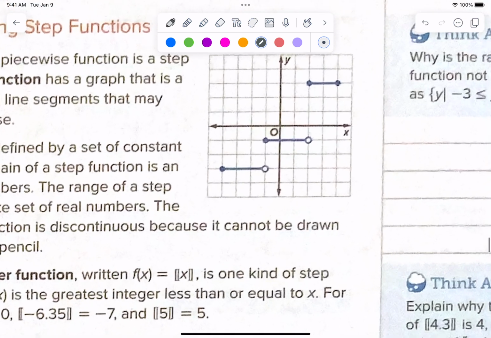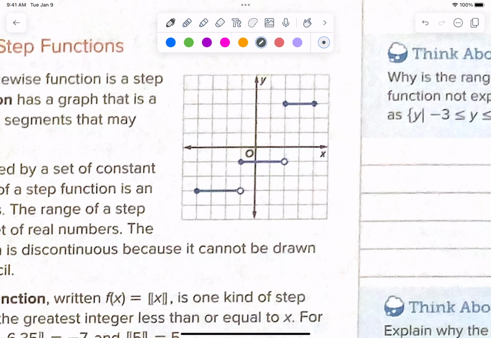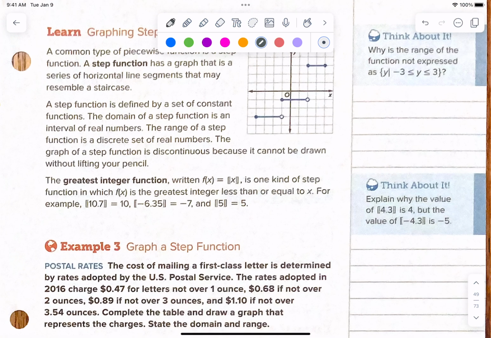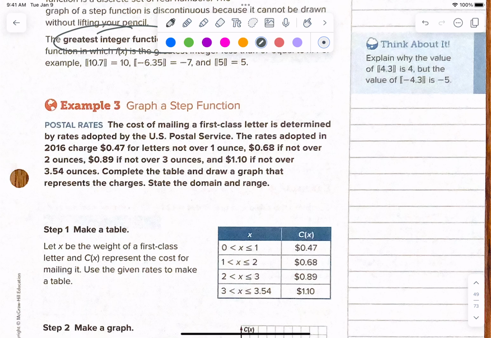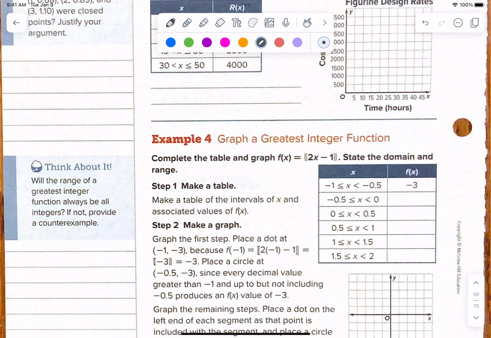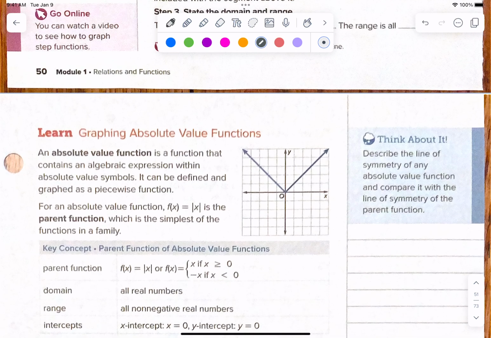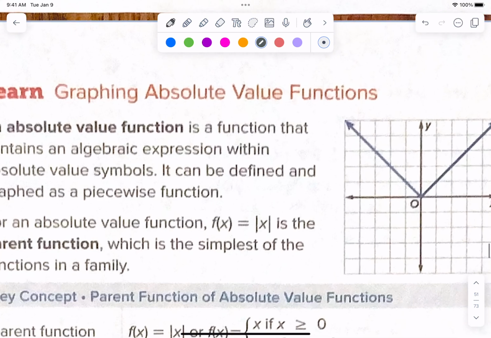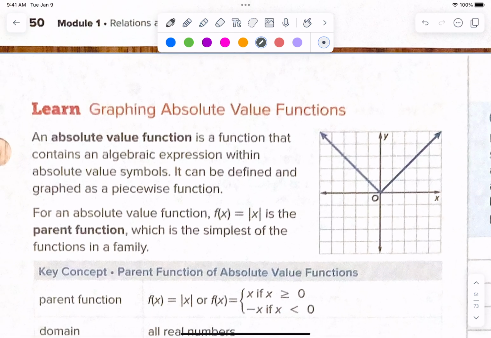This is what the function looked like. Oh no, that's not what the function looks like. My bad. Skip greatest integer function. We'll skip over that, and I don't want example 4 either. Let's go to the top of page 51. We're skipping a couple pages. It says learn to graph absolute value functions.